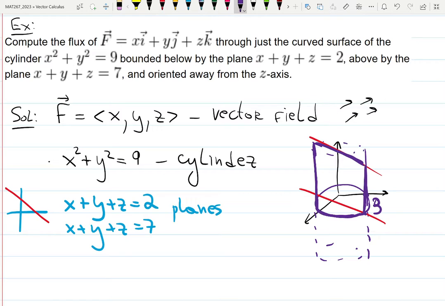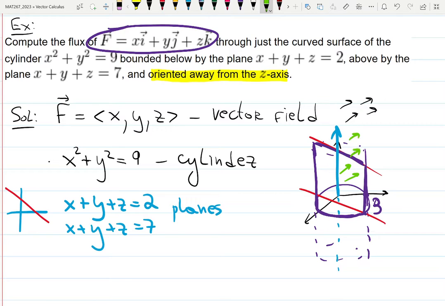We want to calculate how much flux is going through this shape, and whether it is going in or going out. They ask us to find when it's going out. So remember, this is my z axis, the center of the cylinder and axis of rotation. They want us to see how much flux is going out. That is a positive orientation for flux. Positive is out, negative is in.